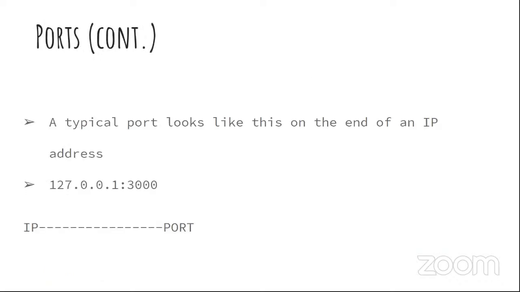A typical address looks like this. You have right here the IP address, or the IP number, and then you have the port number. The port number in this example is 3000, and the IP number is 127.0.0.1.